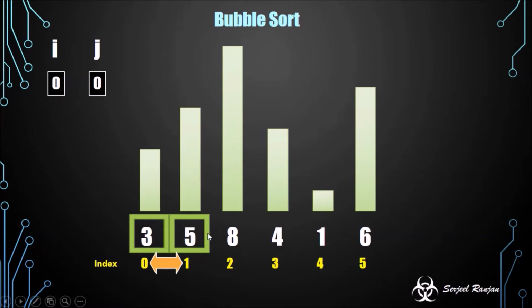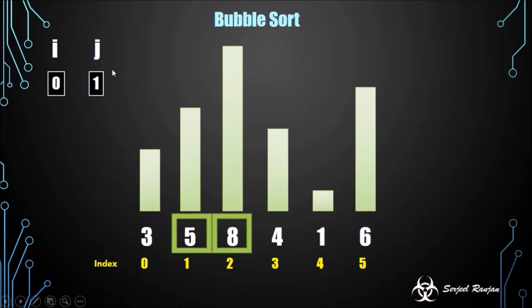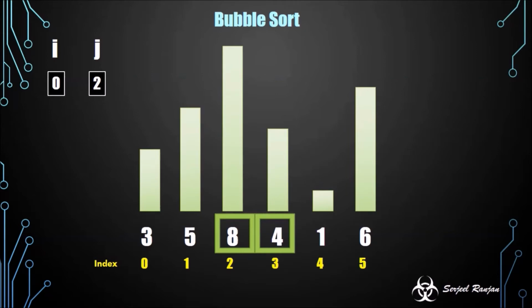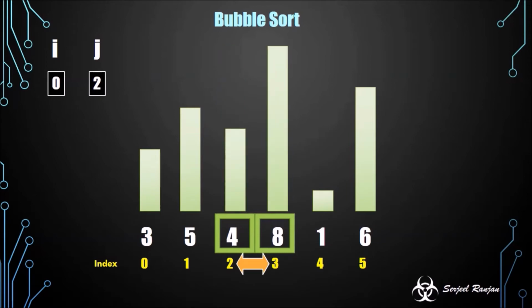Now I will send this window one step ahead and increment the value of j, as you can see here. Now I will compare 5 and 8. 5 and 8 are in correct order, so I don't need to do anything. I will further increment the value of j and the window will move one more step. j is 2 now, and 8 is greater than 4, which is not in the correct order as we expect, so I will swap these two values. So 4 is on the second index and 8 is on the third index.